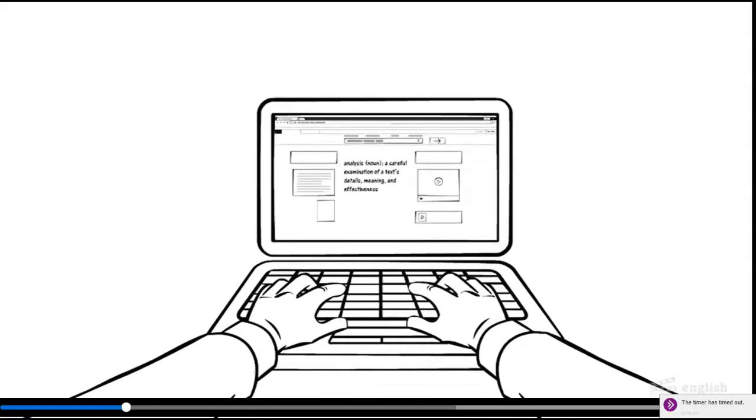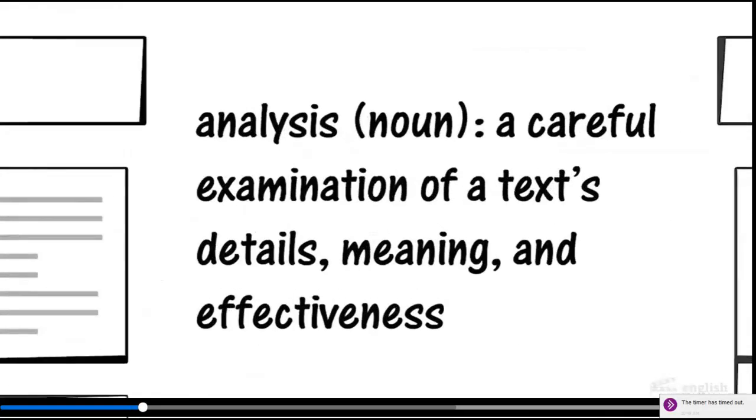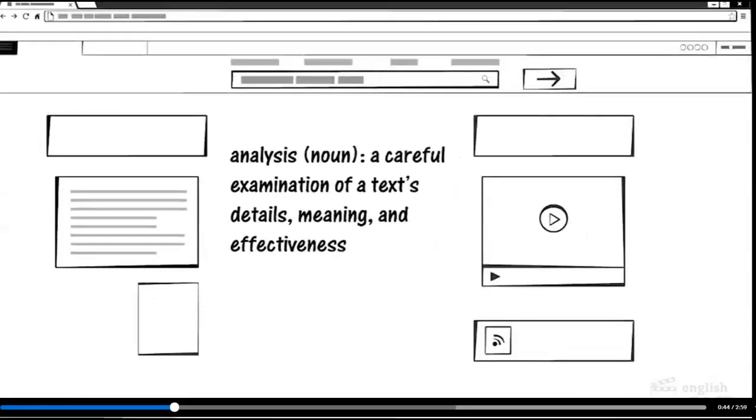Close reading a text actually means reading very carefully. It's one step in the process of text analysis. So, what is analysis? It is a careful examination of a text's details, meaning, and effectiveness. The process of text analysis is pretty easy to learn.